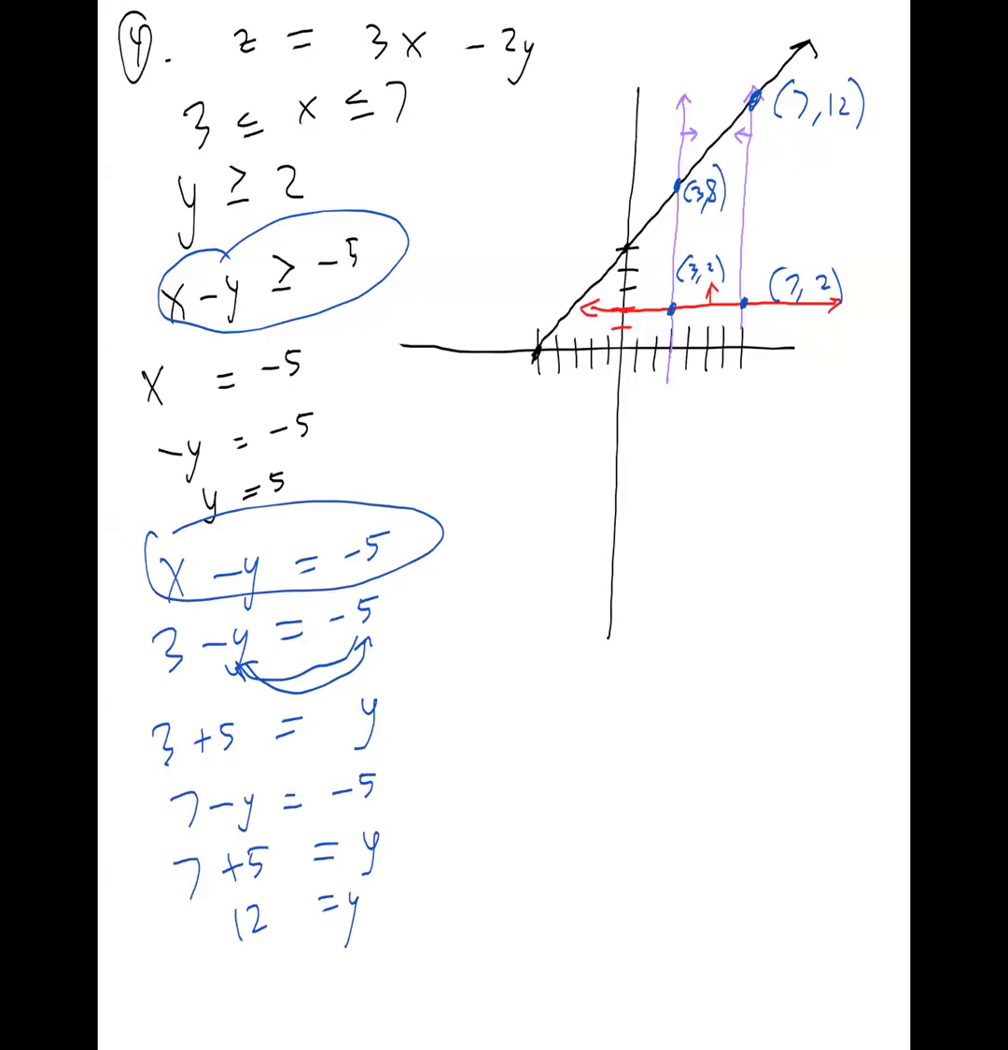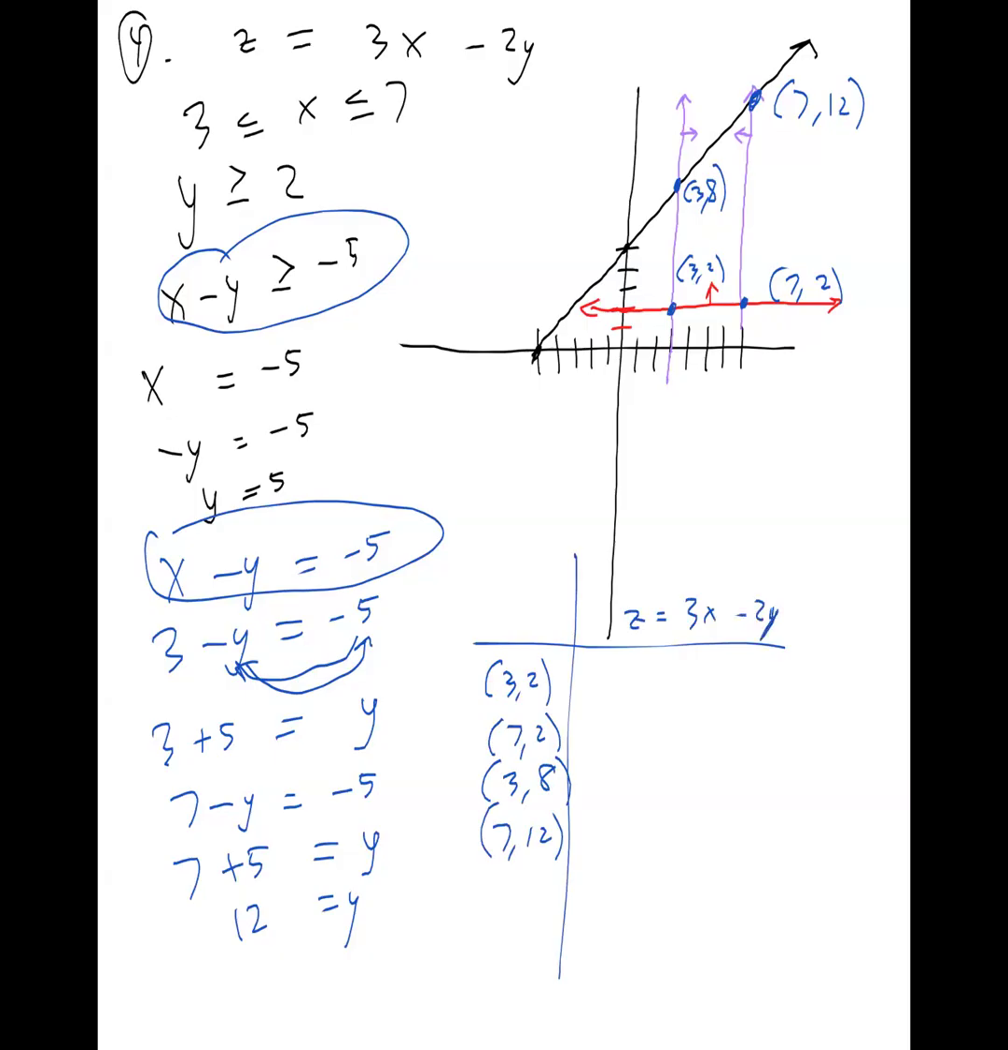So let's just see. If I start with, let me make a little table for this. The first corner is going to be 3, 2. Next corner is going to be 7, 2. Next one is going to be 3, 8. And then the last one's going to be 7, 12. And the equation I'm plugging them into is z equals 3x minus 2y.